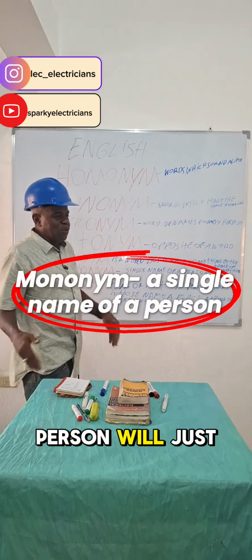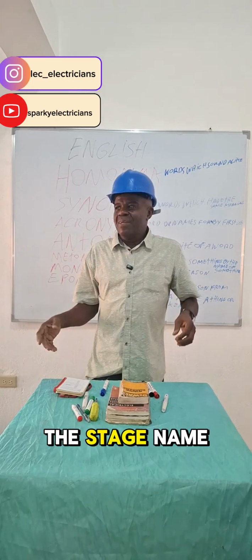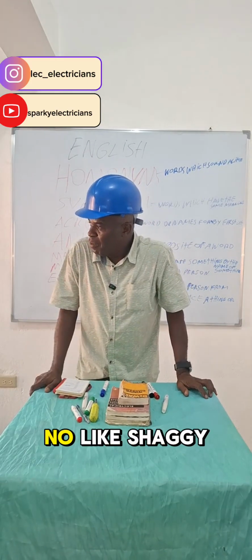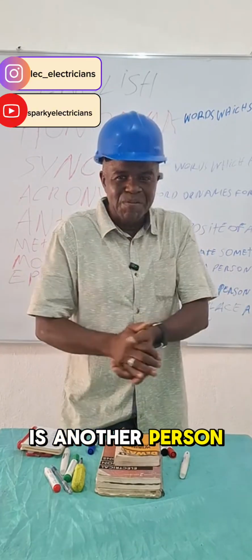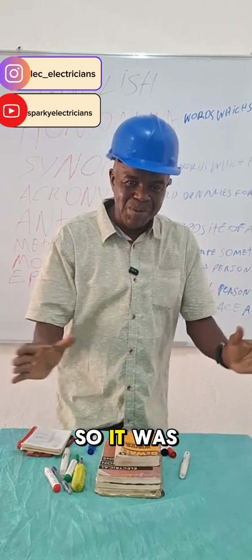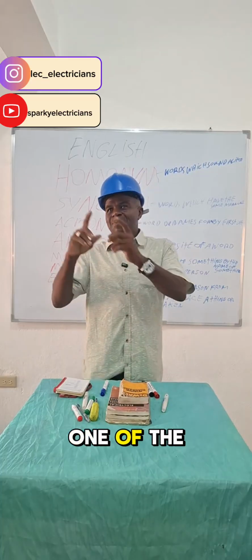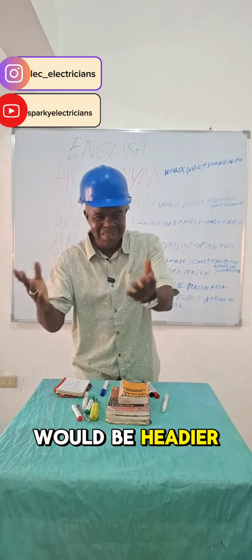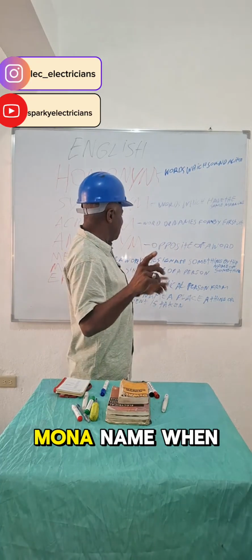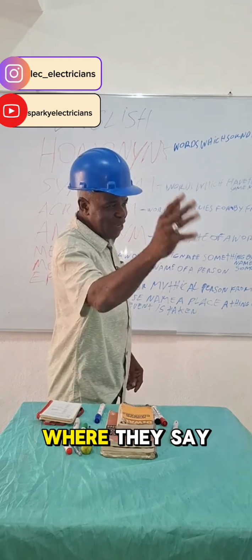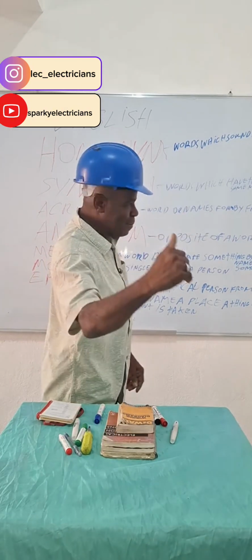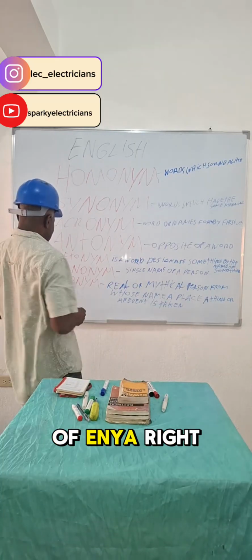So some popular persons will just go by a stage name, a mononym, like Shaggy, right? So that's a mononym. So just what they go by. Oprah is another person you know. So those are mononyms, right? I believe another popular person would be Enya. I picked up this word, mononym, when I was celebrating her birthday recently, and I saw where they say she goes by the name of Enya, right?